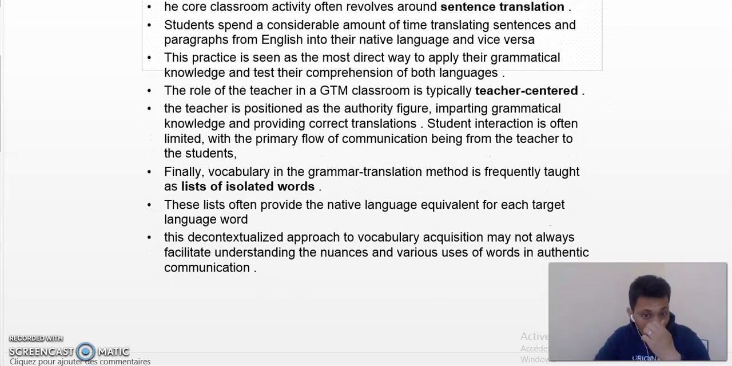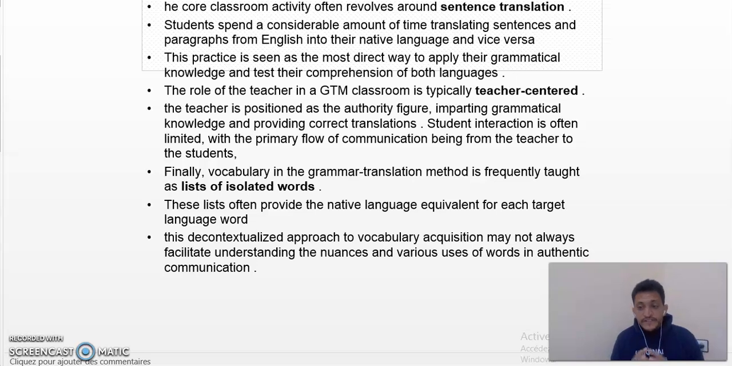The lists often provide a native language equivalent for each target word. This decontextualized approach to vocabulary acquisition may not always facilitate understanding of nuance and various uses of words in authentic communication.